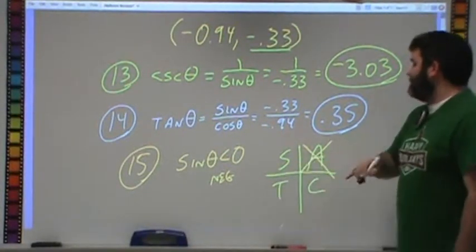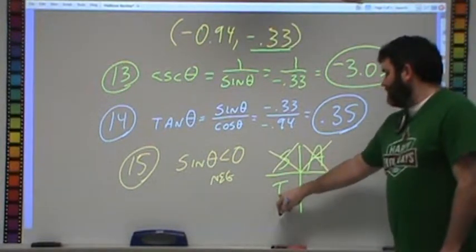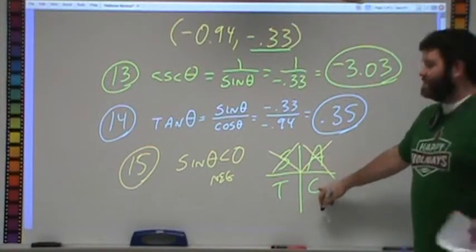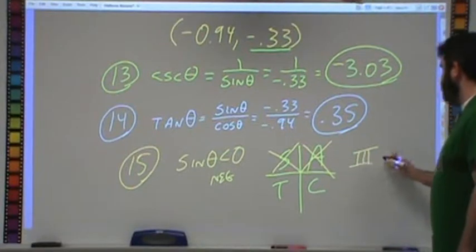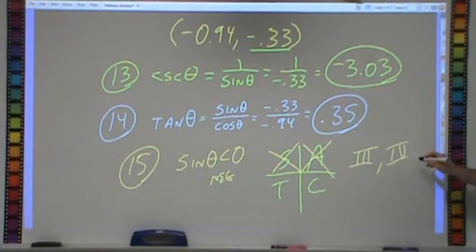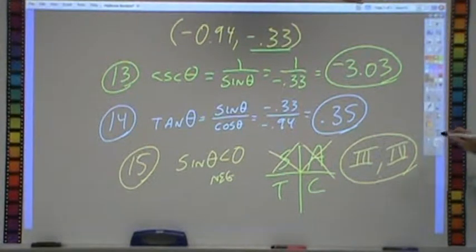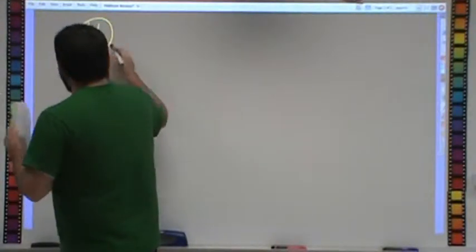So if it's positive, like for instance in quadrant 1, I can get rid of it. This S means sine is positive. I want it to be negative, so I get rid of it. That means tangent's positive, which means sine is negative. That means cosine's positive, which means sine is negative. So both of those work, which means I have answers in quadrants 3 and quadrant 4. There's 13, 14, and 15. Do keep in mind, you can't always pause and rewind this video.